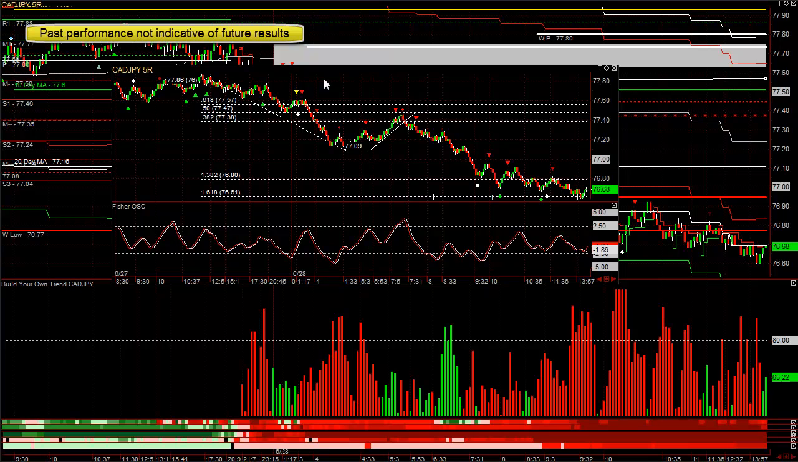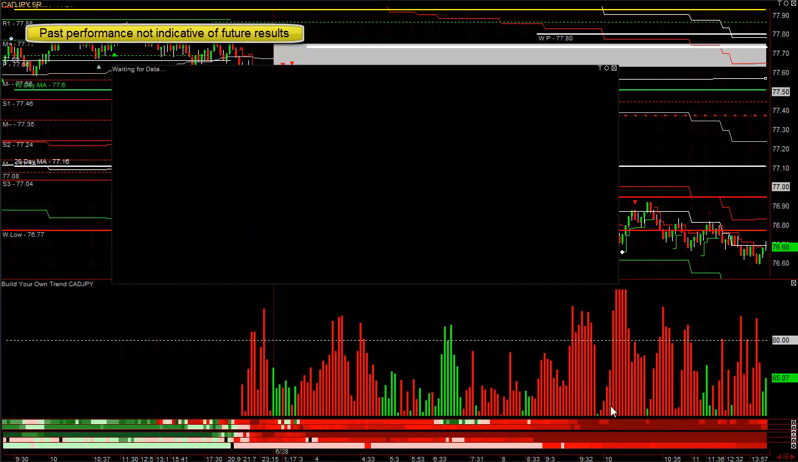So these are some of the things I'll be releasing. The Fisher oscillator can help traders wait for a little bit better and more decent pullbacks. And it also oftentimes can help you pinpoint the lows. Here's the euro dollar.